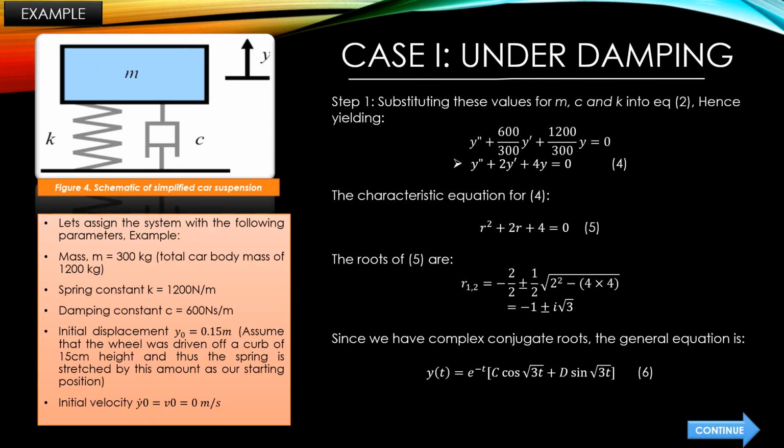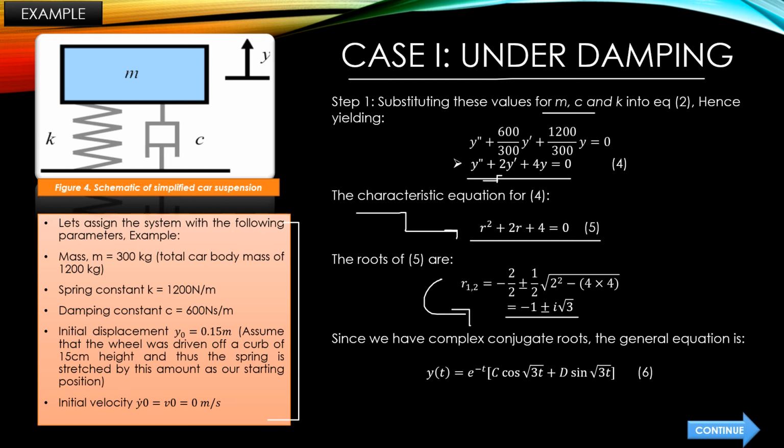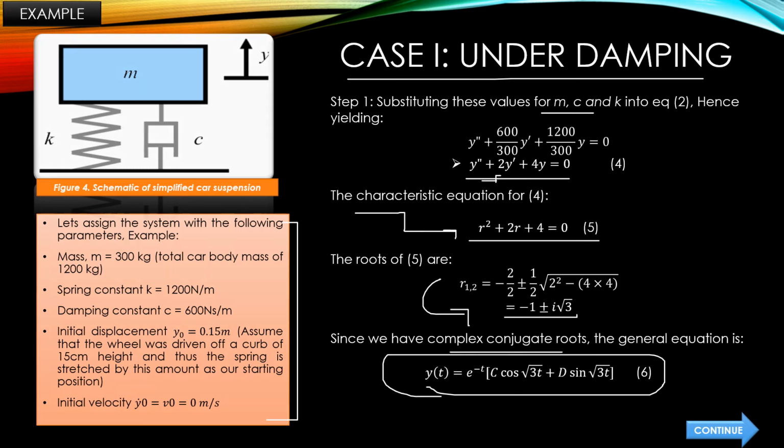Alright, so here's an example of a case 1 underdamping. We're given the parameters over here and we substitute the values for m, c and k into equation 2, hence yielding this equation. This is a simplified equation. The characteristic equation is as presented, and the roots for this characteristic equation are also presented over here. And as you can see, it is a complex conjugate root, so the general solution is as such.